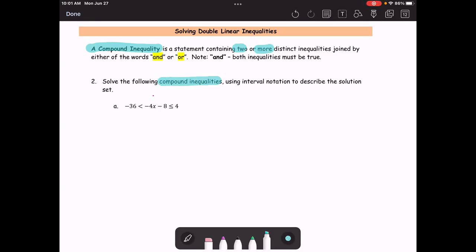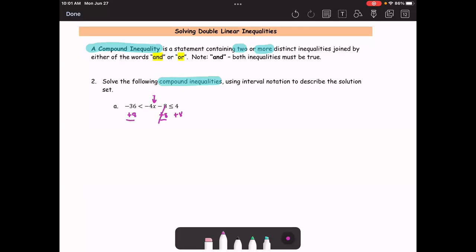In part A, we have negative 36 strictly less than the expression negative 4x minus 8, less than or equal to the number 4. To solve for x, that means we're going to apply appropriate properties of algebra to have only x, or x with the coefficient 1, in the middle, starting with adding 8 in all three parts of the inequality.